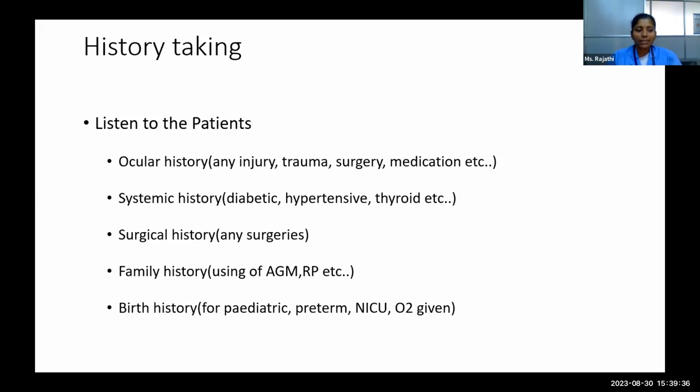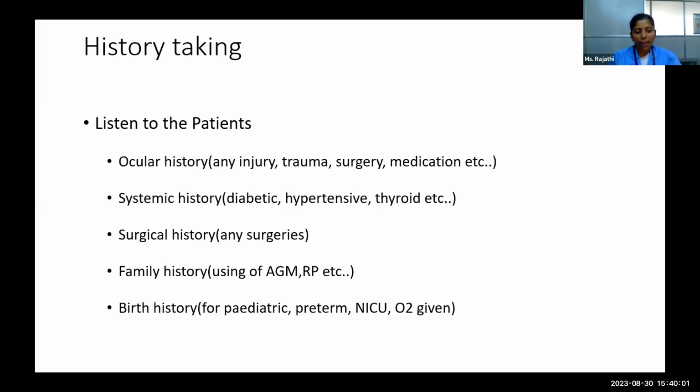First, ocular history. This ocular history includes any ocular trauma, injury, or any other ocular surgeries, or whether the patient is using any medications. This kind of information we have to gather from the patient. And also systemic history like diabetes, hypertension, thyroid, etc. And surgical history, whether they have undergone any surgeries.